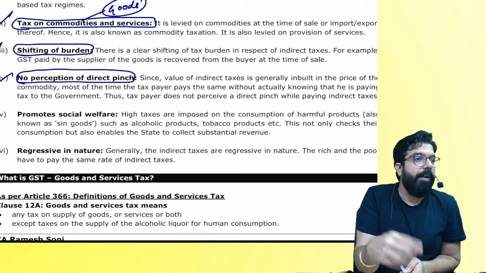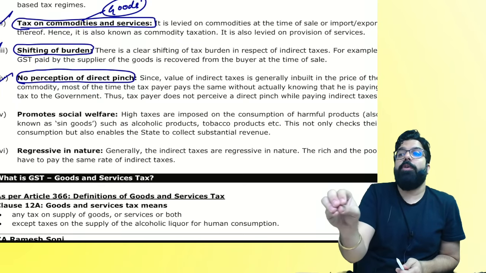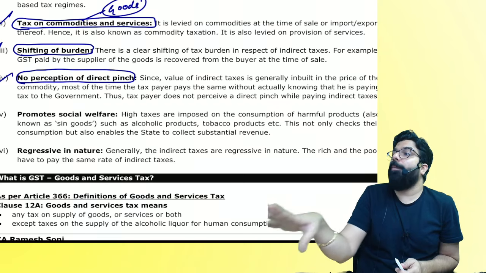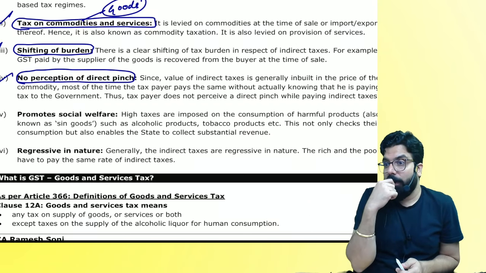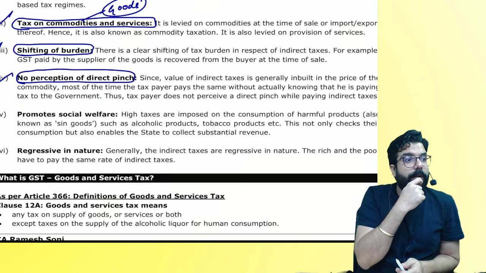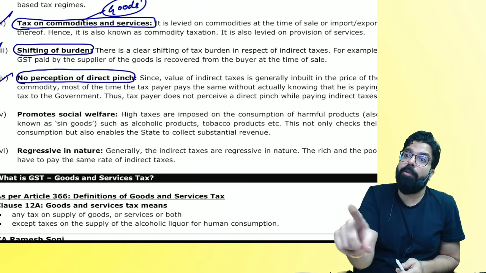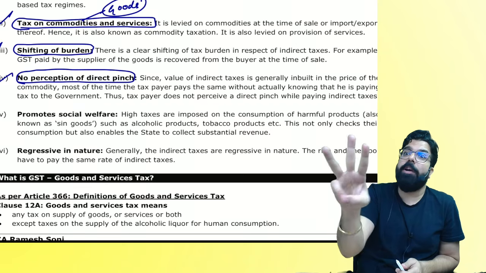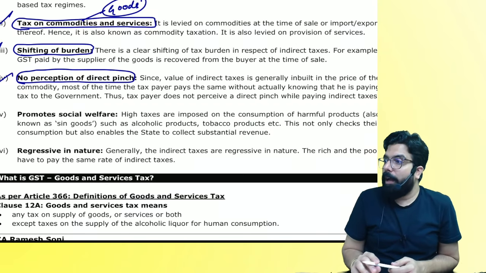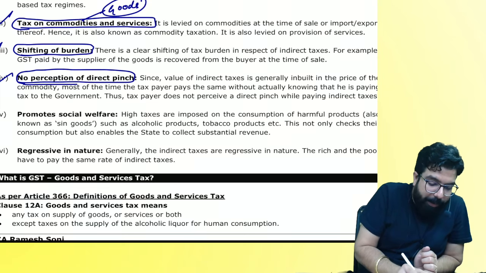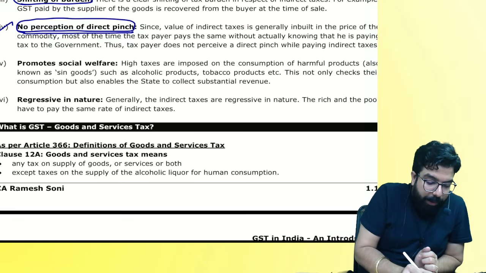Are you guys able to understand? Yes or no, everyone? You went to one hotel. You paid 20 rupees plus 5 rupees tax. Did it pinch you? You don't even come to know. But with direct tax, when you have to pay, you earned 1 lakh rupees income, paid 30,000, then it will pinch you. Are you guys able to understand? So indirect tax, no perception of direct pinch.